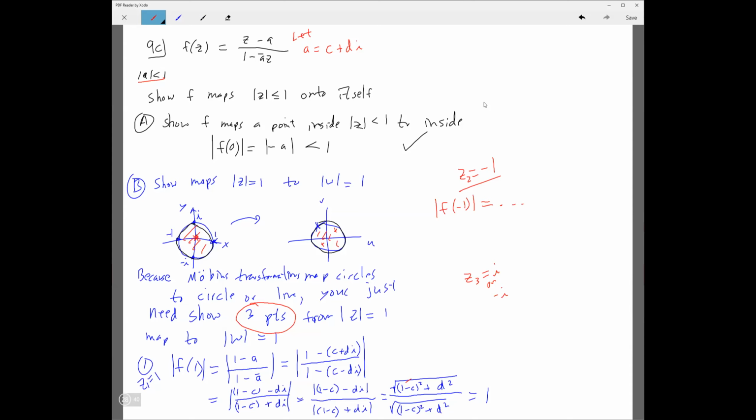So if you can take 3 points here and show that they map to 3 points on this circle, then this has to be the circle. Then this circle has to map to that circle. Okay, great. Let's move on.